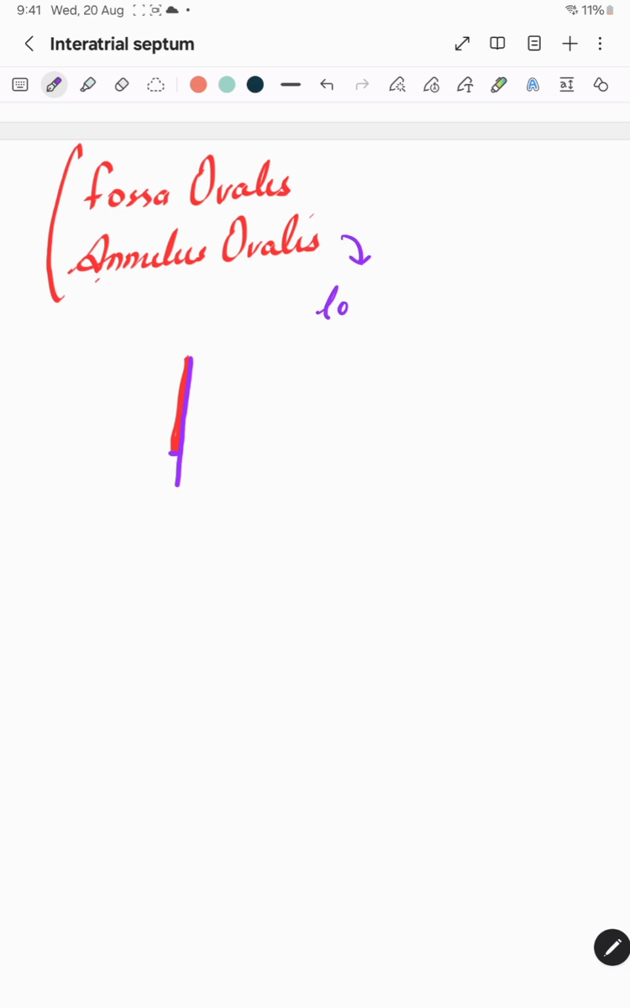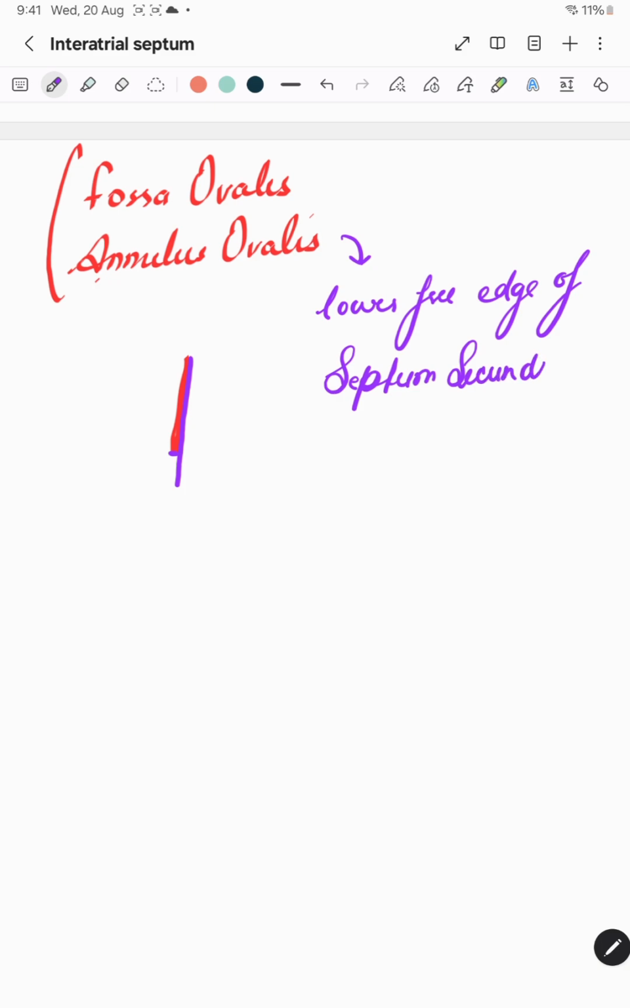So lower free edge of septum secundum is annulus ovalis, and the bare area of septum primum is known as fossa ovalis.